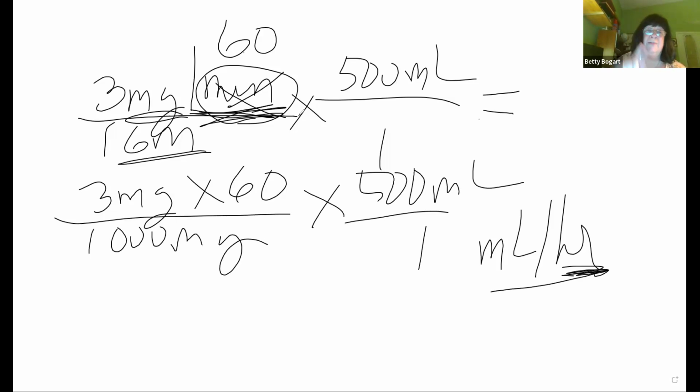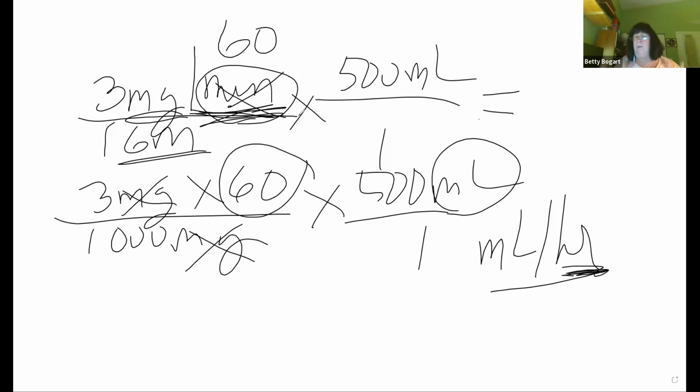Now, you want mLs per hour. Let me show you how you got that. Milligram over milligram crosses out. The only thing I have left is mLs per hour. Students say, well, why isn't it the mL per hour formula? Well, you crossed out the milligrams, units, whatever it is, and it ends up being mLs per hour. So again, just multiply the top, the whole thing. And as we get to mics per kilo per minute, it's going to be more and more numbers, and the numbers are going to be bigger, and that's okay.